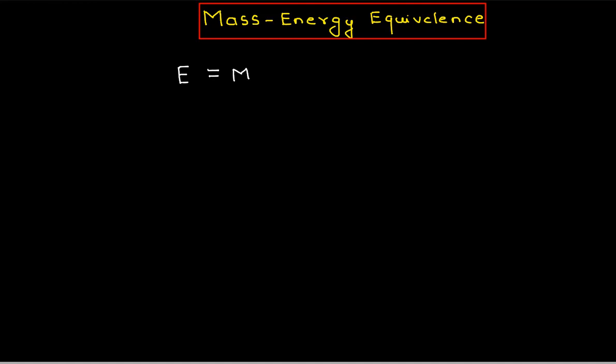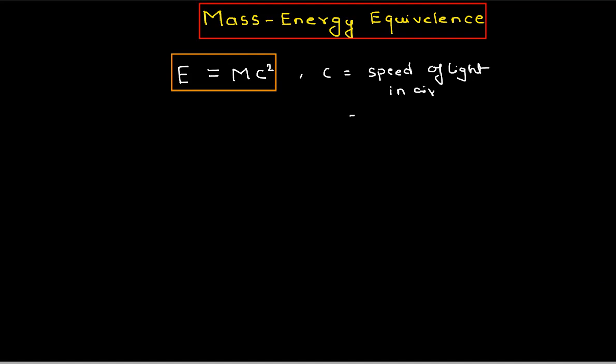As in, mass can be converted into energy. Energy can be converted into mass. So both can be interchanged, where c is the speed of light in air, which is 3×10⁸ meters per second. And you can see the amount of energy in joules you'll get. A tremendous amount of energy can be generated if you convert, let's say, 1 kg of mass into energy. You'll get 3×10⁸ whole square joules of energy.